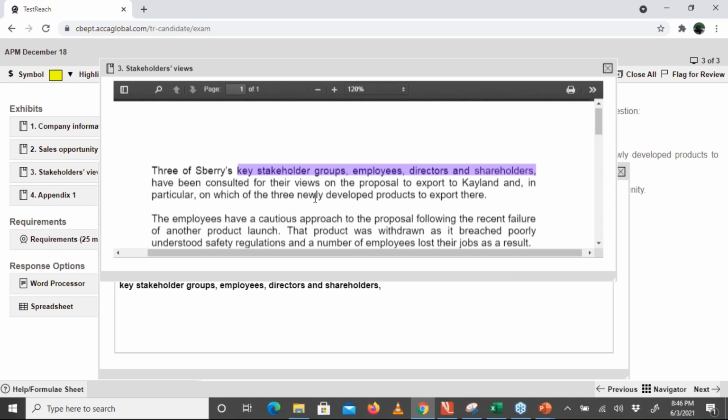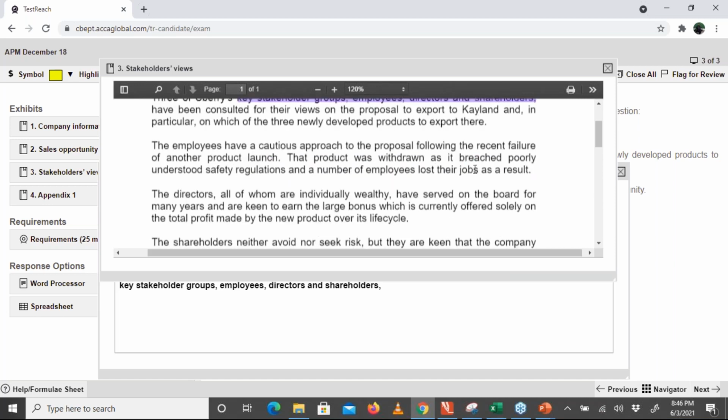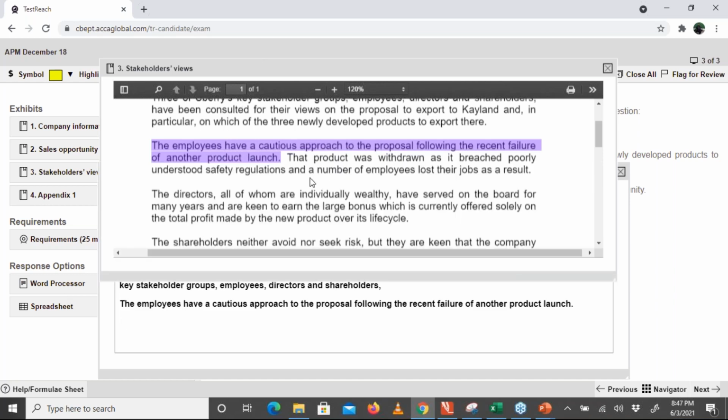Now what next is there? The next situation is the employees have approached the proposal cautiously following the recent failure of another product launch. The product was withdrawn as it breached poorly understood safety regulation, and as a result, a number of employees lost their jobs. Okay, the employees have a cautious approach because in case this product also fails, then there is going to be a severe loss of jobs. So this is the employee viewpoint. They are cautious. That is what the employees are.